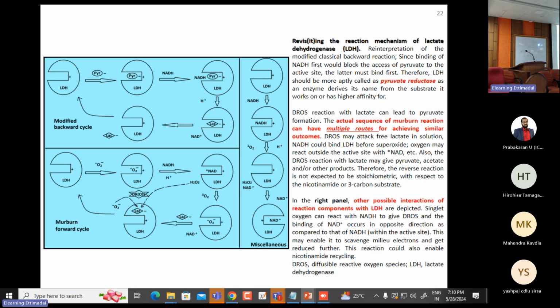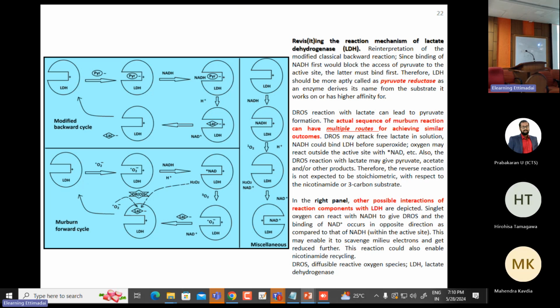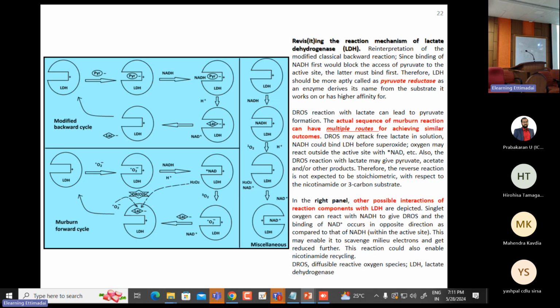ROS can bind also in the active site. And if the substrate is bound on the surface, ROS can attack lactate also. So there can be many things that can happen. So there was a proposal that we would rename the enzyme to pyruvate reductase rather than keeping it as lactate dehydrogenase, because, as the name goes, it does not dehydrogenate lactate. It only works on pyruvate and it reduces pyruvate to lactate, so we can call it pyruvate reductase. So there are multiple routes in the murburn scheme that can be involved.